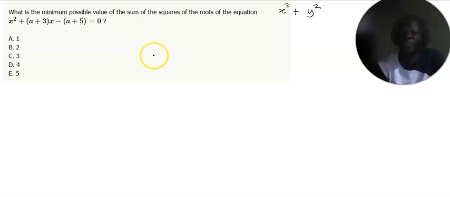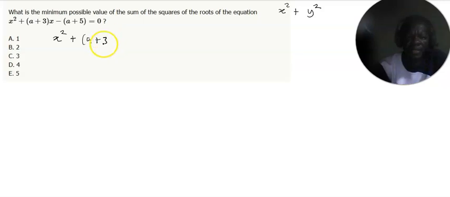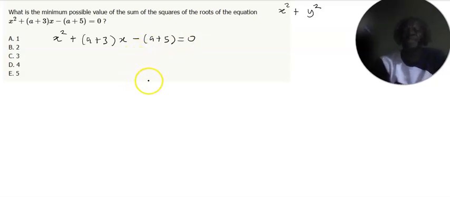That is x squared plus y squared. Now, this is the equation given to us by the question: x squared plus (a plus 3)x minus (a plus 5) equals 0. Now, how do we go about finding the roots of this equation?